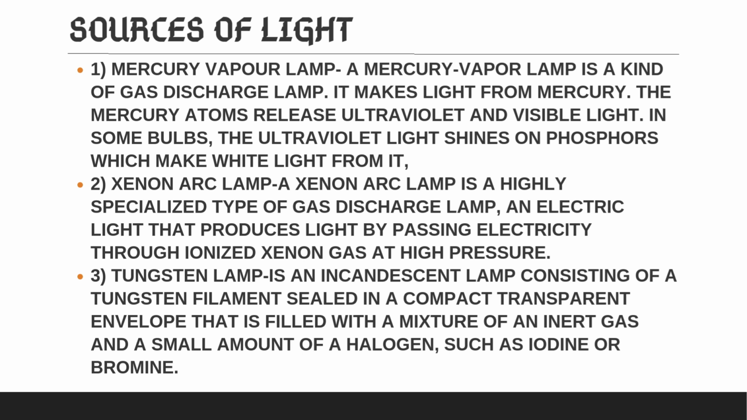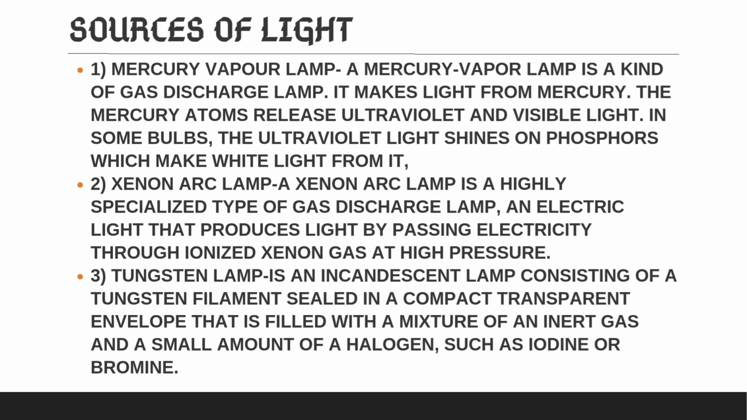Sources of light. First, mercury vapor lamp. A mercury vapor lamp is a kind of gas discharge lamp. It makes light from mercury. The mercury atoms release ultraviolet and visible light. In some bulbs, the ultraviolet light shines on phosphors which make white light from it.